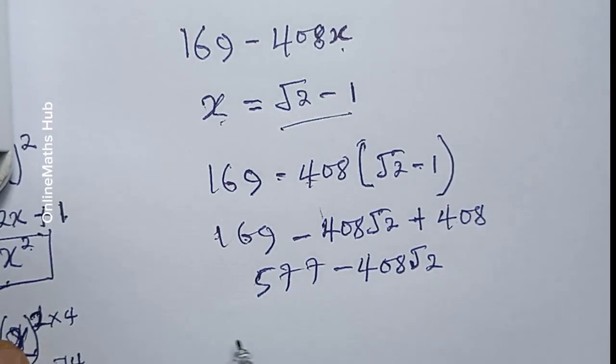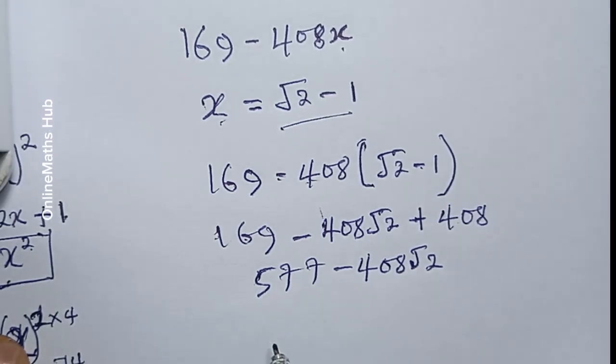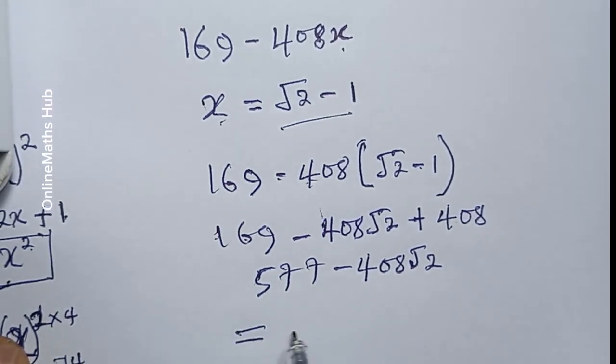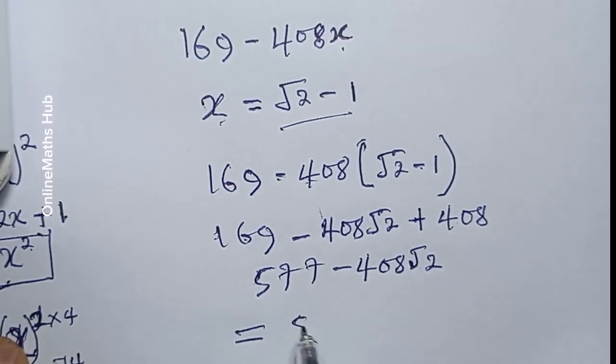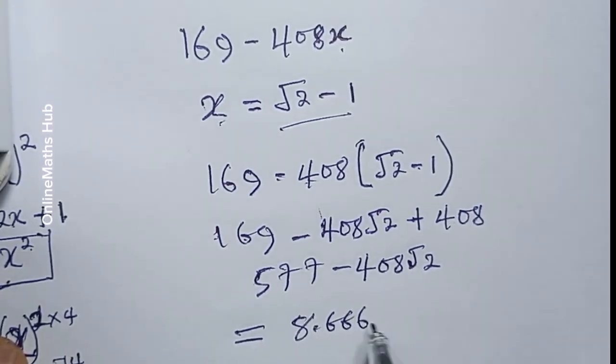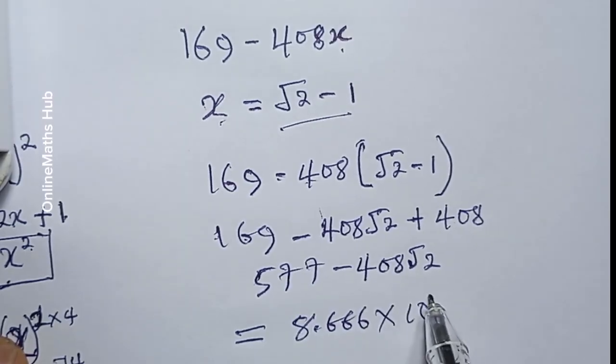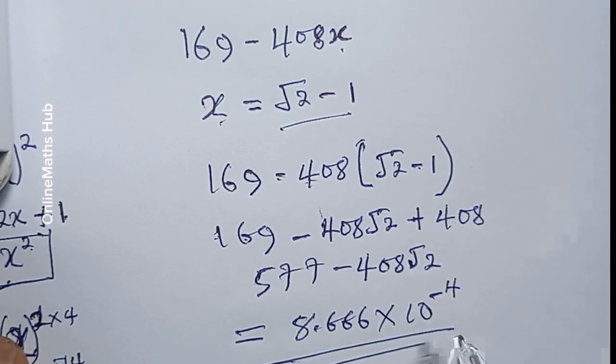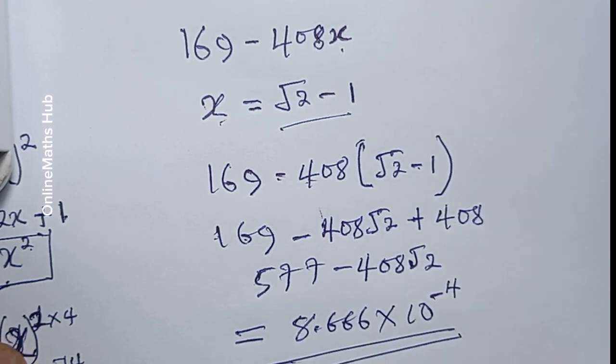And then of course if you compute this in your calculator, you're going to see that this will be equal to 8.666 multiplied by 10 raised to power minus 4. So this is actually going to be the final answer to this problem.